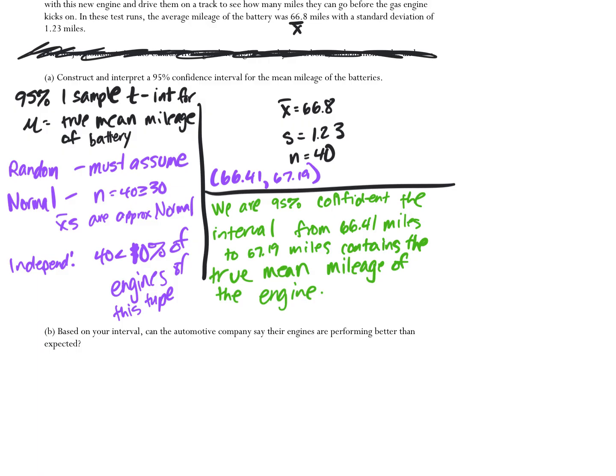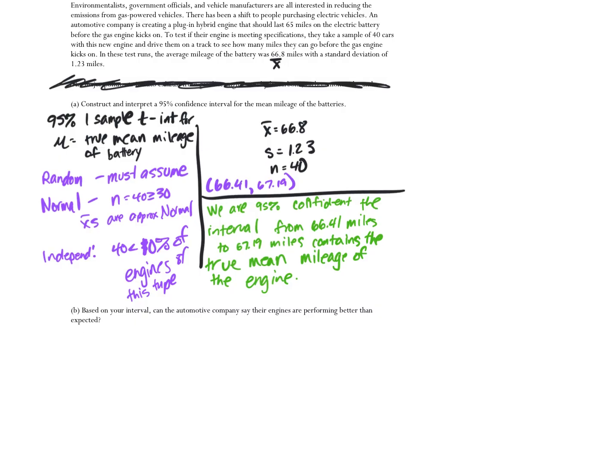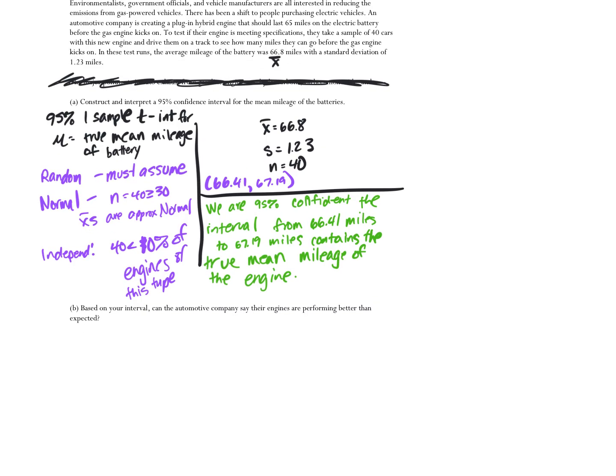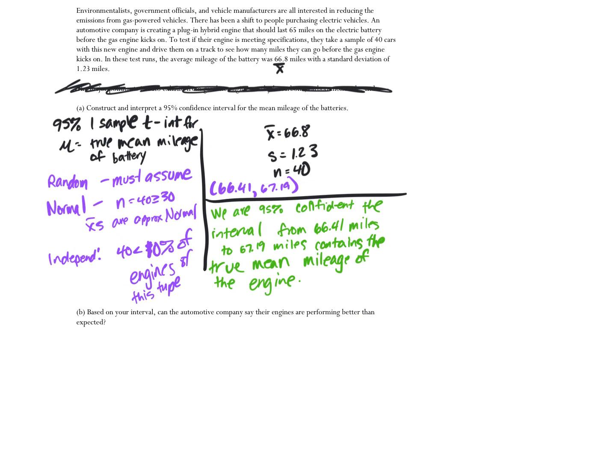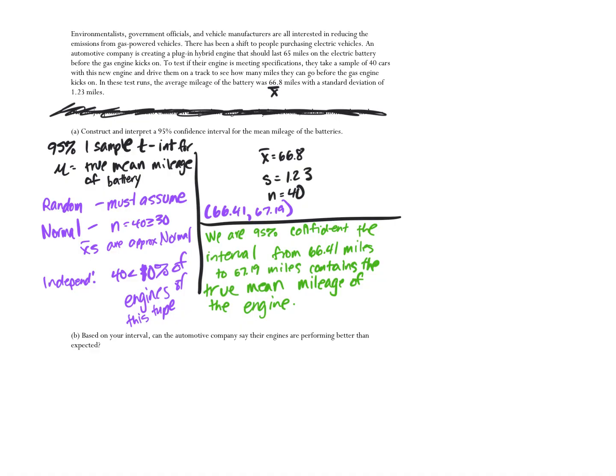All right, now, the company needs them to be doing better than 66 miles. Or I'm sorry, 65 miles. They need to last 65 miles. So how are they doing? What about this interval suggests that they are doing better than 65 miles? The whole interval's above 65, so we're good.